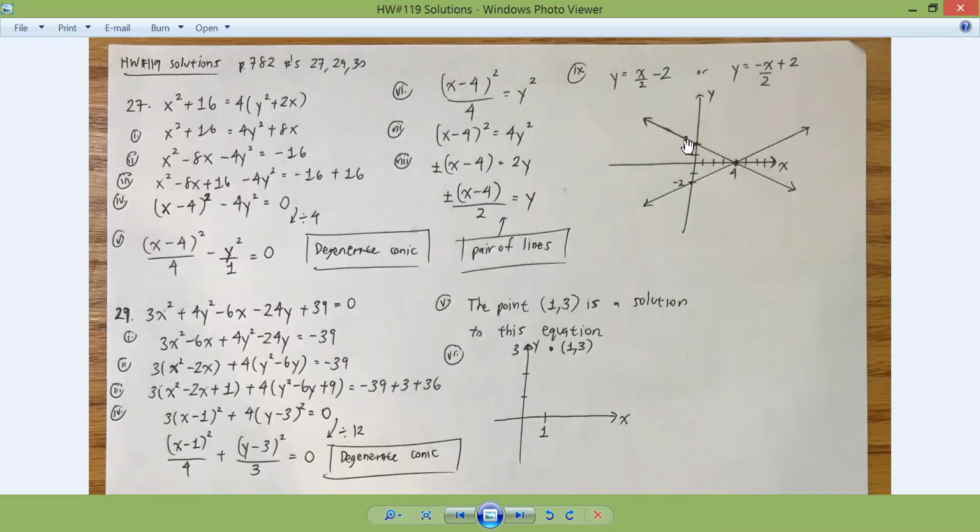And then for the graph, you just graph these two lines. Right, here's the y-intercept for x over 2 minus 2. Slope is 1/2. So for every 2 units to the right, you go 1 up. The x-intercept is going to end up being 4 here. And then for the other line, the y-intercept is 2, and the slope is -1/2. So for every 2 units to the right, you go 1 unit down. And you get the same x-intercept of 4. This is what the graph will look like for this equation, 27.